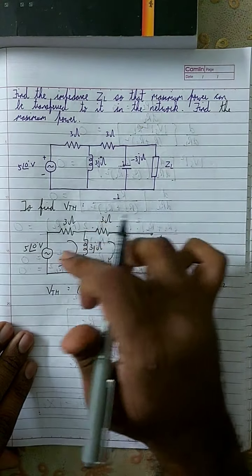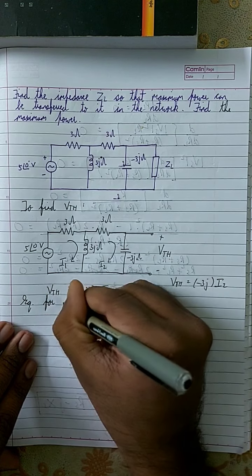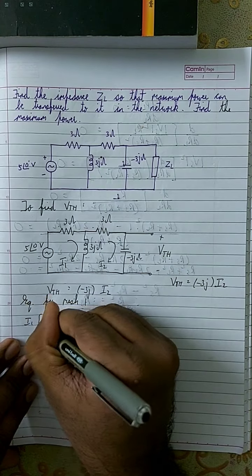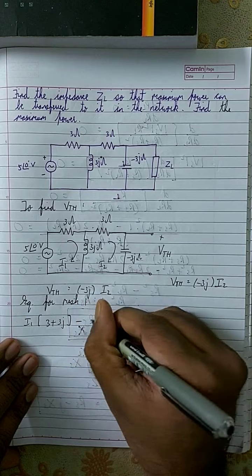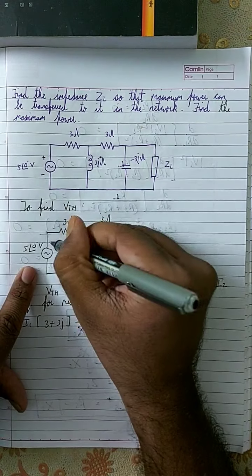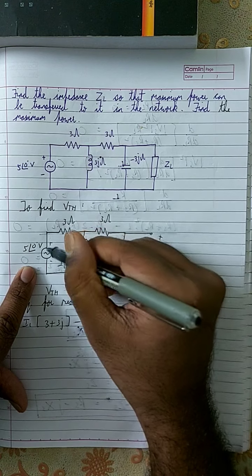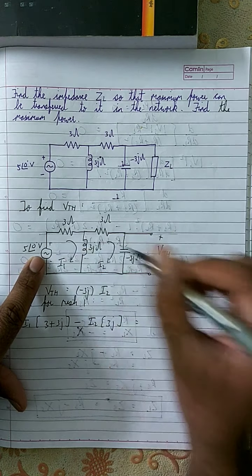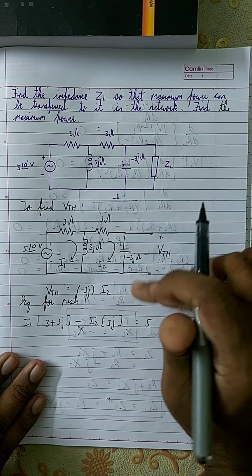Now I write the equation for mesh 1. What is the equation for mesh 1? That is I1 into (3 plus 3j) minus I2 into 3j is equal to, what's the voltage source? The current I1 is coming out from the positive terminal, which means this terminal is generating I1, so it is plus 5. 5 angle 0 is 5 itself. That's the equation for mesh 1.